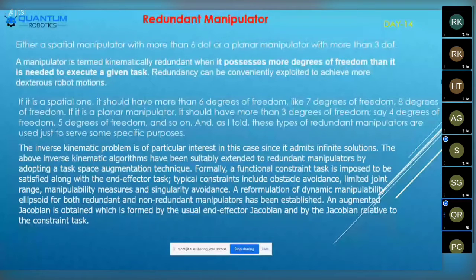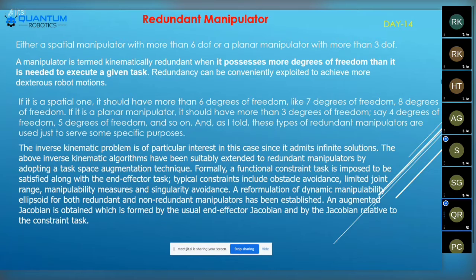It contains 6 degrees of freedom, 6 DOF, that is what it is called, or a planar manipulator with more than 3 degrees of freedom. We have two categories: the planar manipulator as well as the spatial manipulator. In the spatial manipulator they mainly use 6 degrees of freedom. In a planar manipulator they use 3 degrees of freedom. Okay, now you're clear with that.